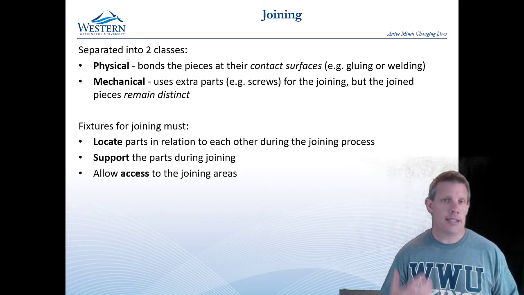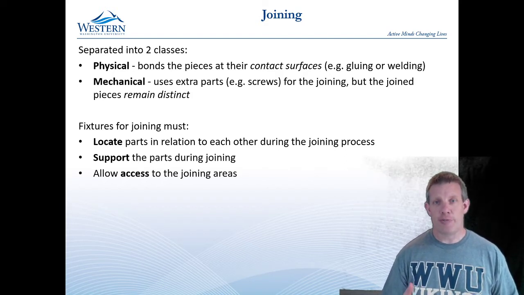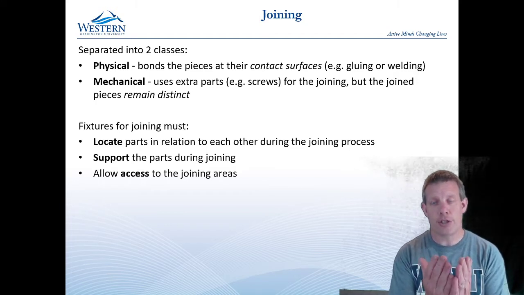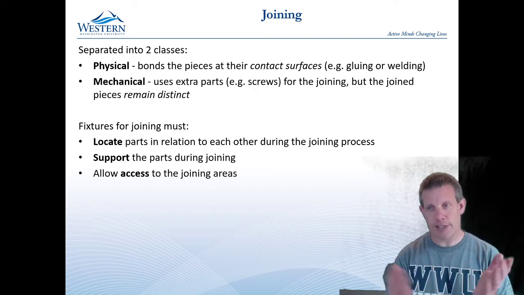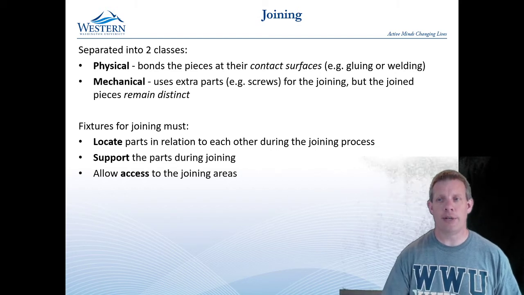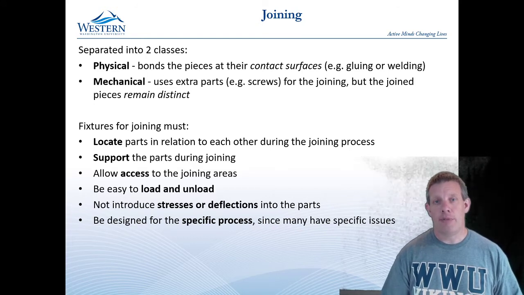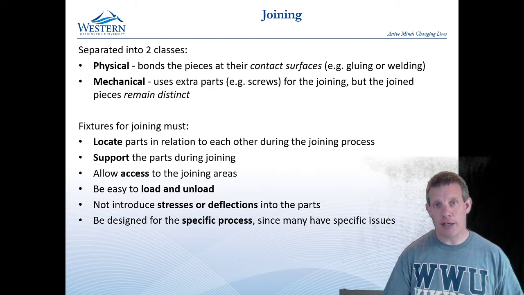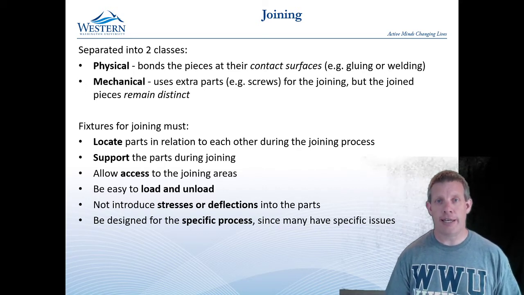Still, like other fixtures that we have been talking about, it is really important that the fixtures be able to locate the parts for the joining process. You have to support the parts. As I said, often they're floppier before they're joined together, so there is an assumption that the joining together is going to give them strength. At this point they may be really floppy and hard to deal with. You have to allow access for whatever tools have to get in there, and you can't impart stresses on or deflections onto the part. And so it is important to be able to deal with whatever loads are being put on the part in the fixture.